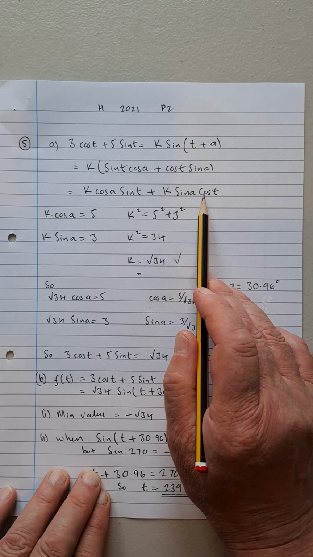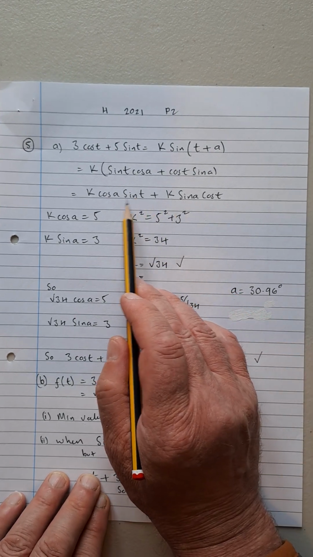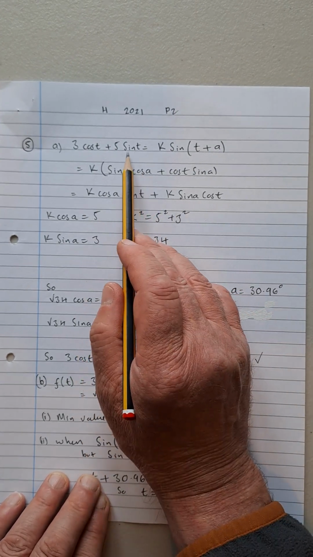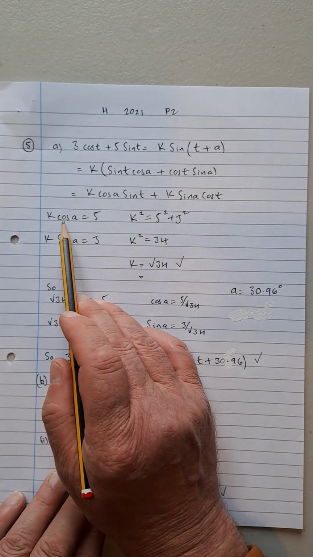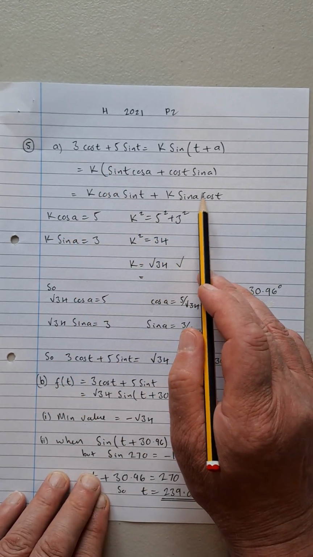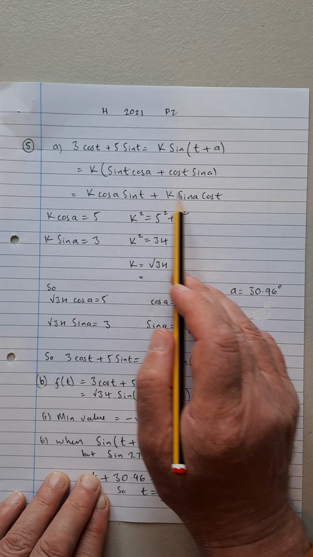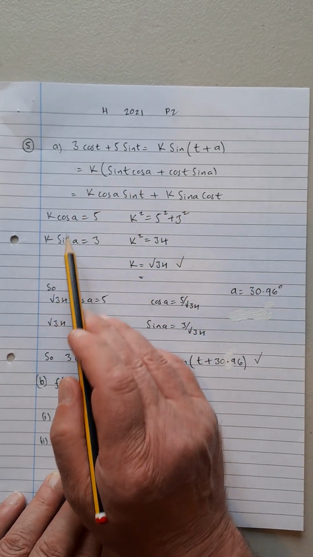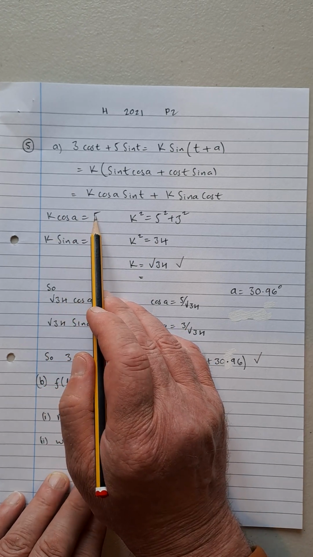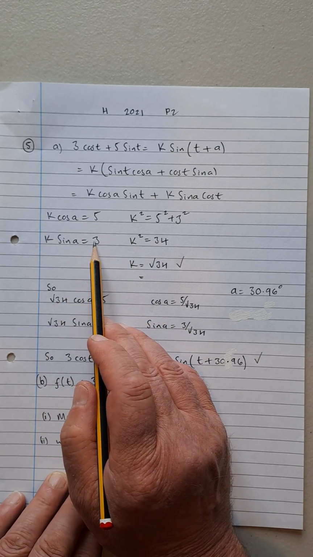This allows you to compare. So we have sin t and k cos a, sin t and 5. So k cos a has to be worth 5. And over here we have cos t and k sin a, cos t and 3. So k sin a has to be 3. So k cos a is 5 and k sin a is 3.